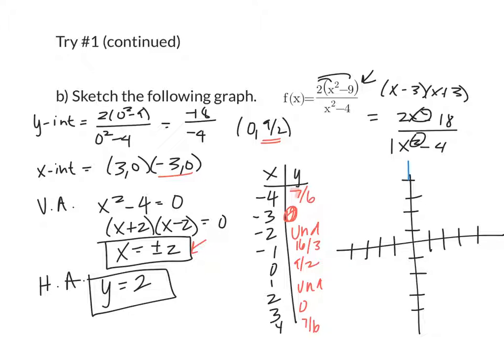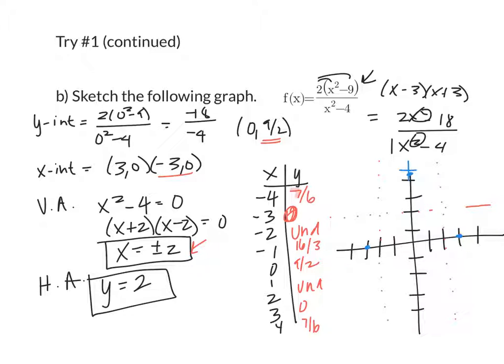So if I went a little higher, that'd be about here. Then I have my x-intercepts at (3, 0) and (negative 3, 0). My vertical asymptotes are plus and minus 2. So here's my positive 2, here's my negative 2. And finally, my horizontal asymptote is at y equals 2. Based off of what I see, I can already kind of get an idea of what the shape will be. But let's continue to plot the rest of these ordered pairs.